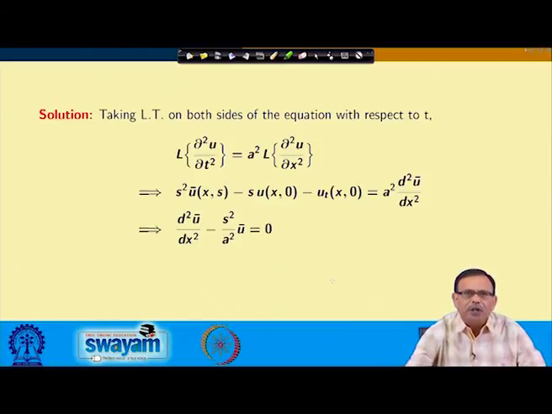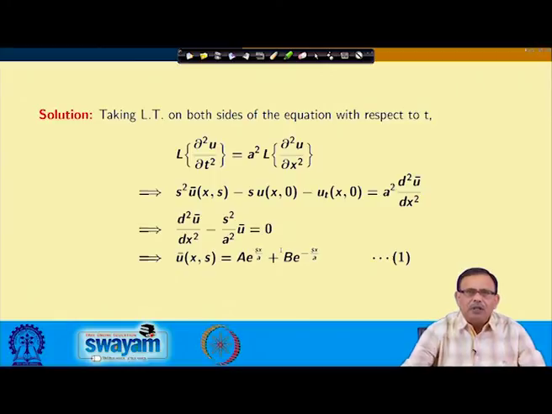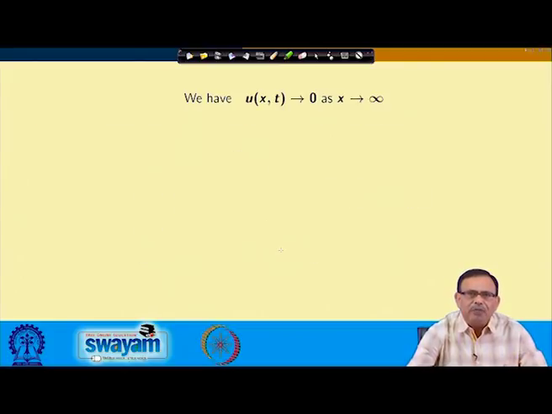Now, I know from the conditions u(x,0) is 0, u_t(x,0) is 0. If I substitute this, the equation will be converted into this one, which is nothing but a second order ODE, and the solution of this I can directly write down: ū(x,s) = A e^(sx/a) + B e^(−sx/a), where I have to find out the values of the constants A and B.